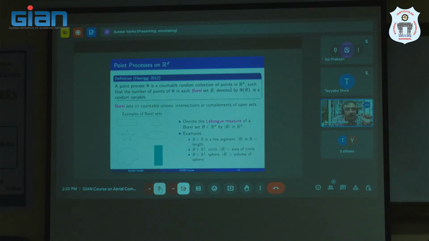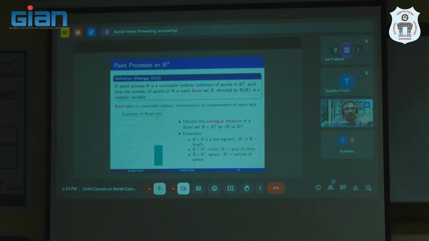That's a standard notation. And the number of points in any Borel set B, I'm going to call it phi of B, is a random variable. What it means is, imagine the Borel set is a rectangle. All these are Borel sets; we'll come to it in a minute. If I take this rectangle and fix it on, let us say, R2, each realization will put a different number of points in that rectangle. Therefore, the number of points is a random variable.